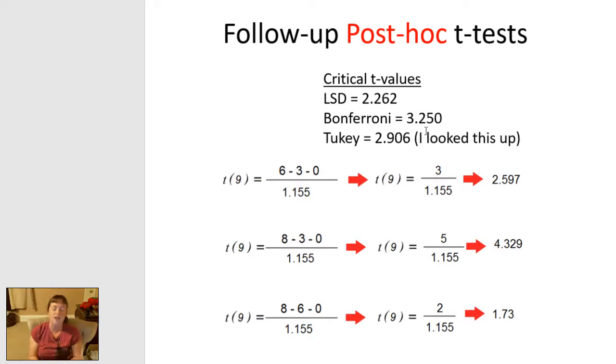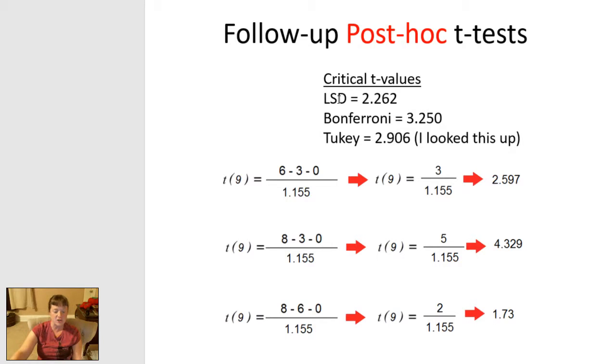And I went ahead and looked up the critical value for a Tukey's because I have access to Q-crit tables, and it's 2.906. Notice that it's in between Fisher's LSD and Bonferroni because it tries to find sort of a Goldilocks approach to making corrections. So here are those T statistics again, right? So here I've got 2.597. This was the difference between the Zoloft group and the new drug group.